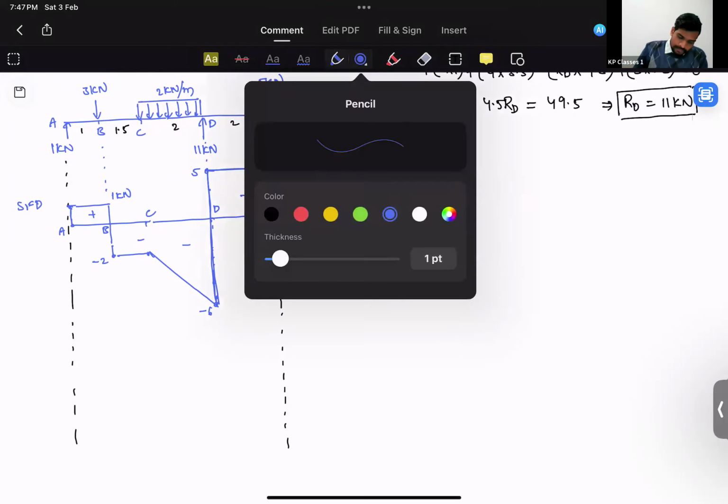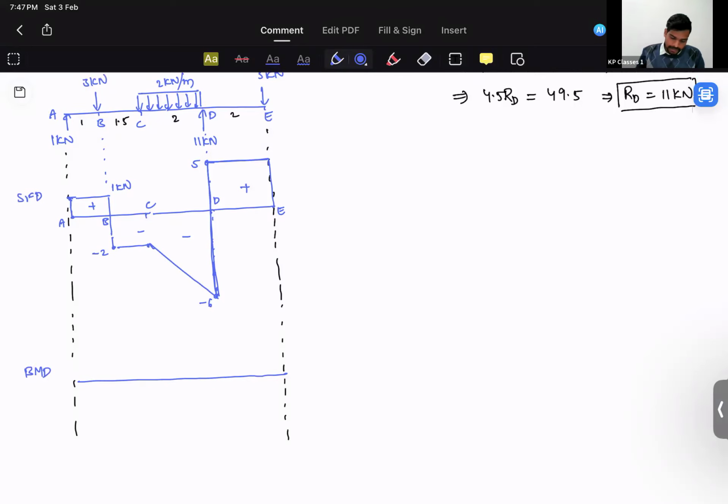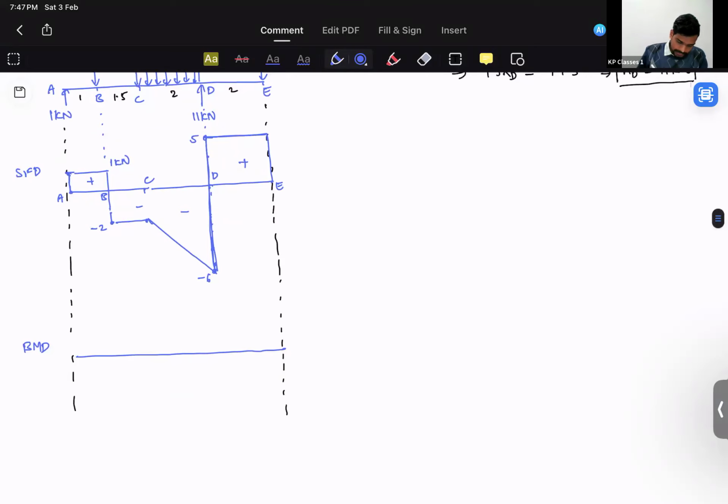So for that, let me, this has the reference line because they have asked for the negative bending moment, this hogging moment. So there will be a positive and also negative part in this bending moment diagram that we know already. Let us say this is point A, point B, point C, D, and E. So that's the reference line.